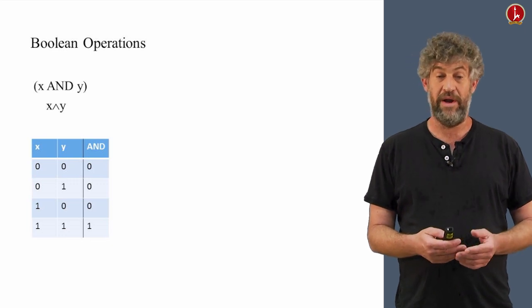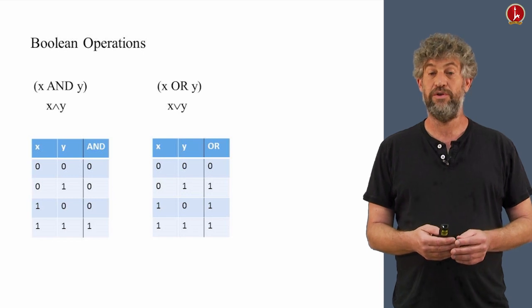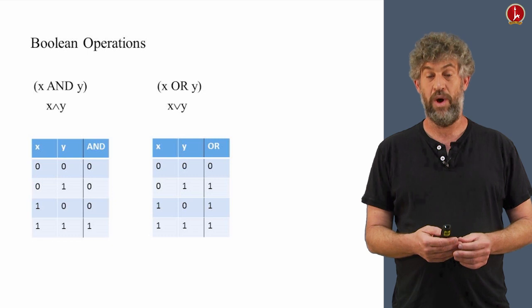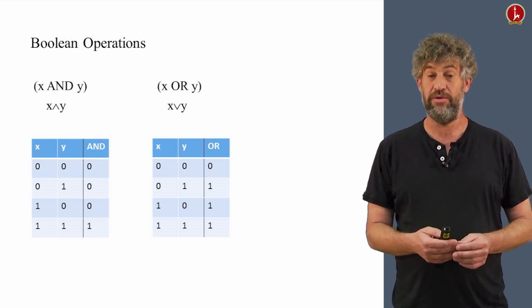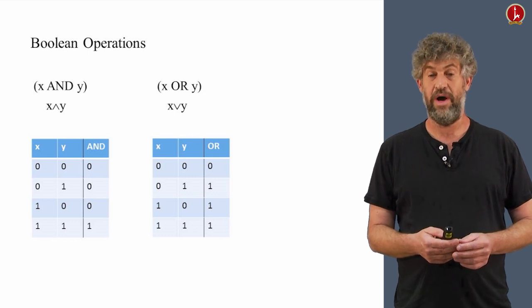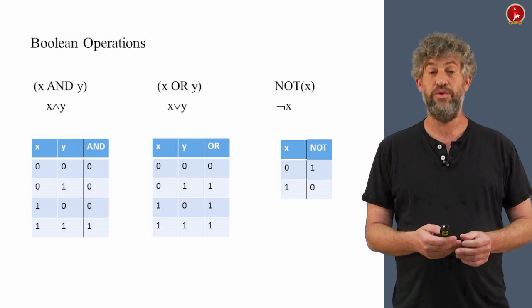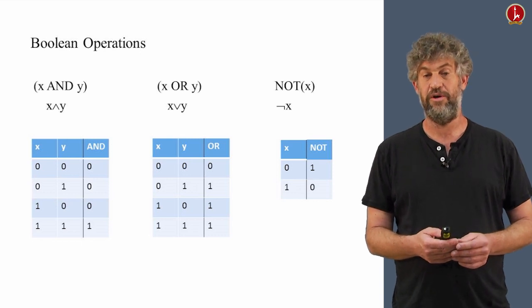So AND is one of the possible operations. Here's another very popular one, OR. It returns 1 if any one of the two inputs is true, is 1, or even if both of them are 1. The only time that it returns a 0 is if both x and y are 0. And here's a third interesting operation. This one is a unary operation. It only takes a single input bit as input, x, and returns the opposite of it. So if the input is 0, the output is 1. If the input is 1, the output is 0.